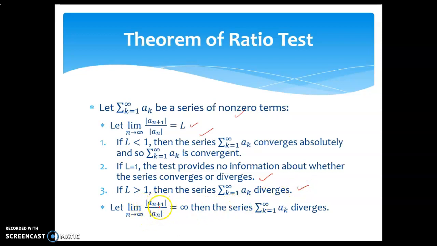If the limit of a of n plus 1 over a of n is equal to infinity, the series diverges.